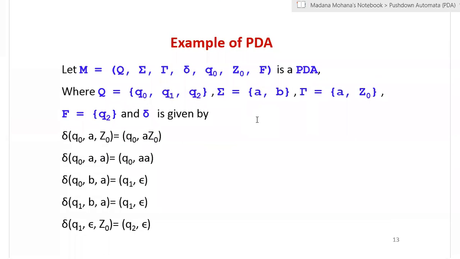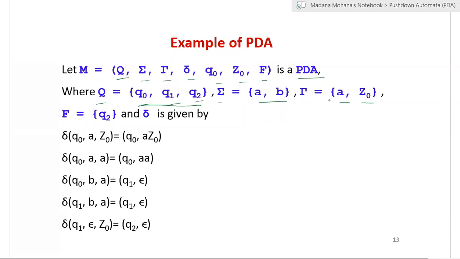So here the PDA will be given like this. Let M = (Q, Σ, Γ, δ, q0, Z0, F) be a PDA where the tuple values are given for all the tuples. Q equal to the states q0, q1, q2. Three states are given. The input alphabet Σ is {a, b}. The stack alphabet Γ equal to {a, Z}.